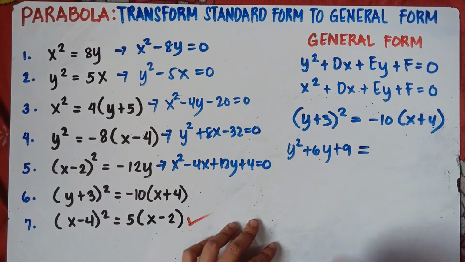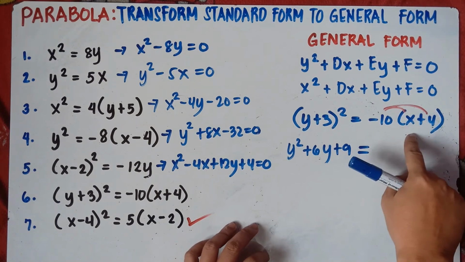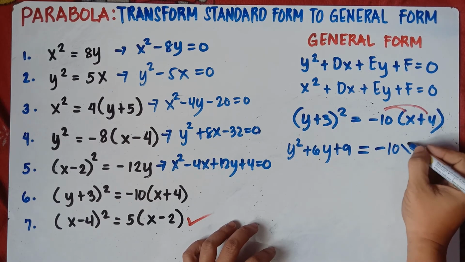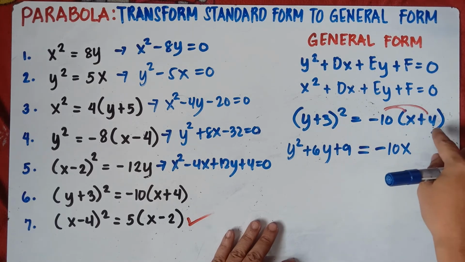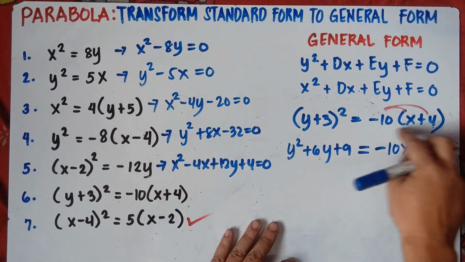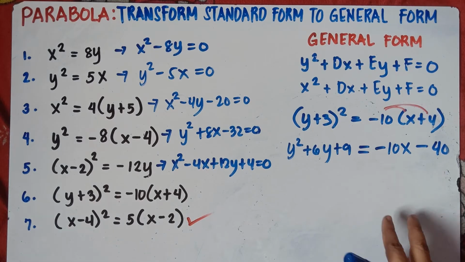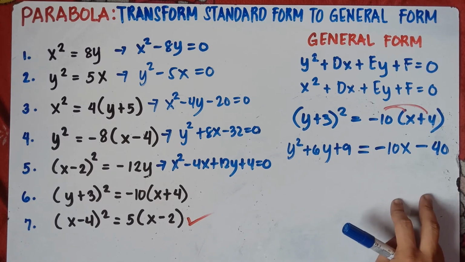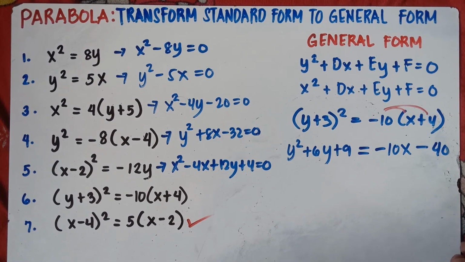Then this will be equals to, you distribute this one. Negative 10 times x, negative times positive is negative. 10 times x is 10x. Then negative 10, okay, negative 10 times positive 4. Negative times positive is negative. 10 times 4 is 40. Once again, class, do not forget that unlike signs, if you're multiplying, the answer is always negative. If same signs, that would be positive. Do not forget about that one, class, in multiplication.